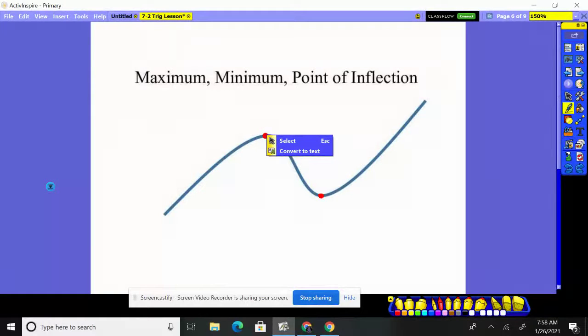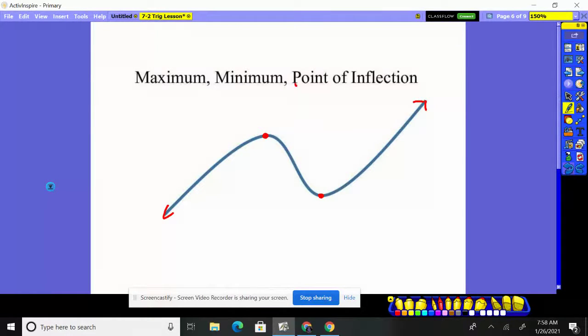Now, it's called a relative minimum and a relative maximum because technically this line's going up forever and down forever, so it never really has a complete minimum or maximum, but is a relative. In other words, for this little section, it is the lowest point. And for this little section here, it's the highest point.